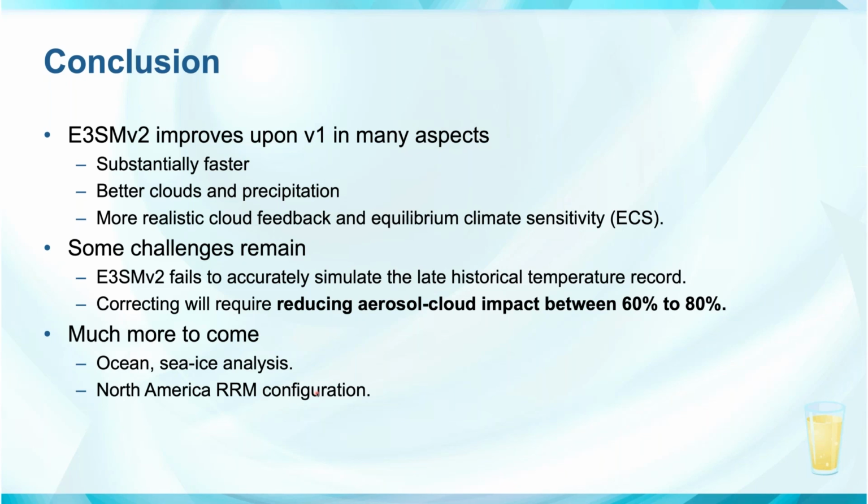Nevertheless, we continue to have challenges, and the main one that I showed today is that V2 fails to accurately simulate the late historical temperature record. This is despite having ECS and aerosol forcing that are within the range of what's considered to be plausible. Despite that, we failed to simulate the 20th century. And I think that shows that those estimates are simply not enough to constrain the 20th century. And in this analysis, in order to correct the 20th century, we're looking at a very significant reduction in aerosol cloud impacts, somewhere between 60 to 80%.